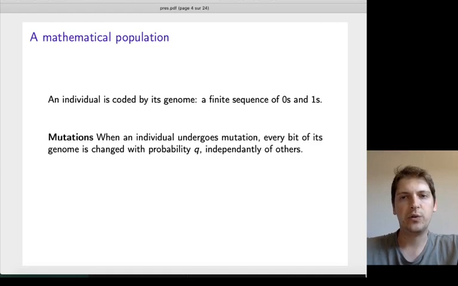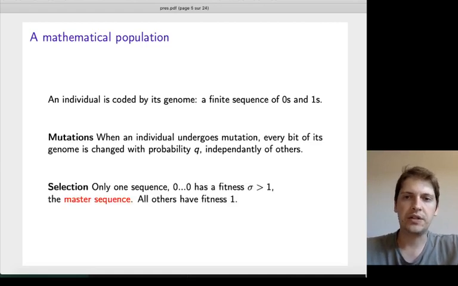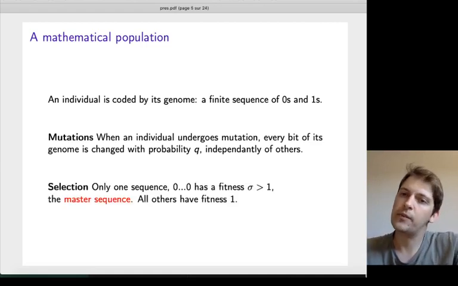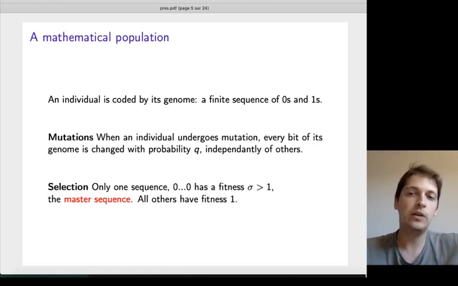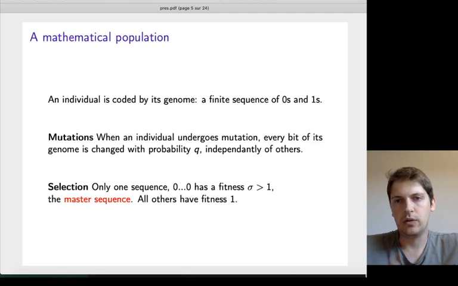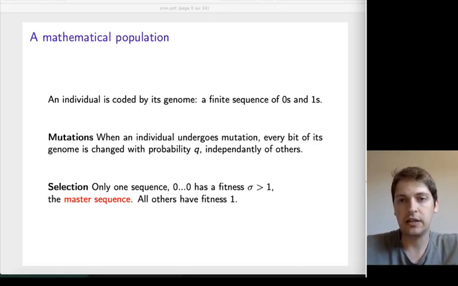Now that we have mutation, we need selection. We'll consider here only what we call the sharp peak landscape. It means that only one sequence, say the one with only zeros, that we call the master sequence, has a genetic advantage. It's coded by a parameter sigma. This parameter will represent selection.